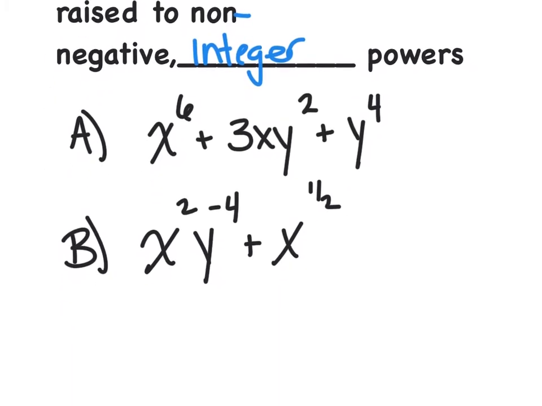So if you take a look at these two examples, A and B, one of them is a polynomial and one of them is not. In example A, notice I'm adding or subtracting these terms, and all of my exponents are positive, non-negative integers. So I would say this one is a polynomial. In example B, I have a negative exponent, which I cannot have, and I have an exponent that's not an integer. So this one is not considered a polynomial.